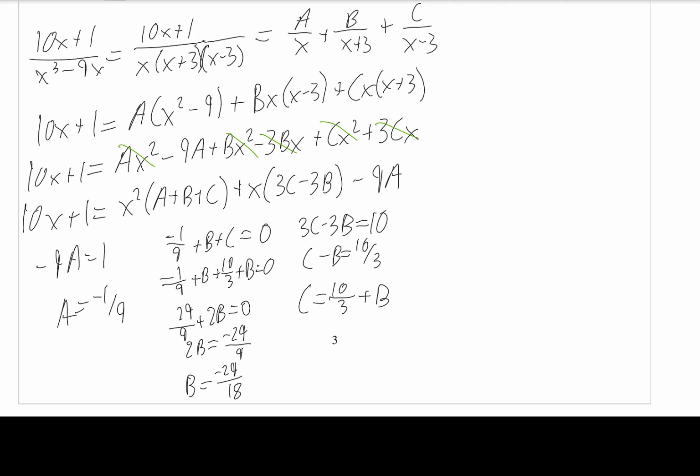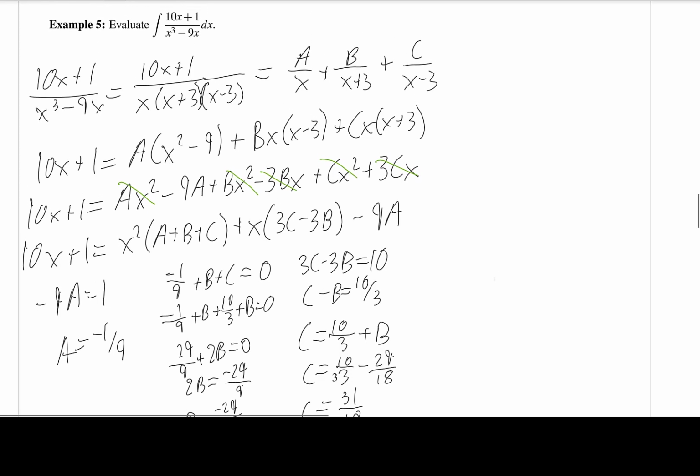Alright, then I'll plug that in for our c equation. So we'll get c equals 10/3 minus 29 over 18. So it'll be 60 minus 29 gives us 31, so c equals 31 over 18.